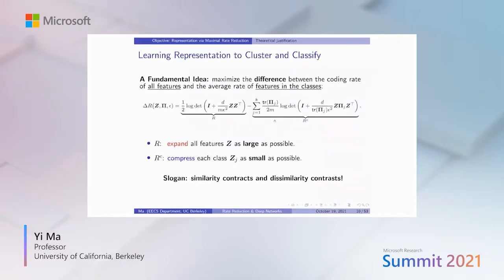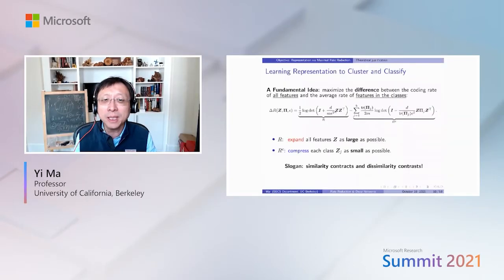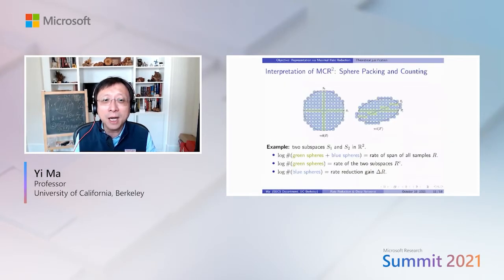Intuitively, this quantity looks a little complicated, but later on we will see that the whole deep network comes from this. There is something very magical about this expression. Although it looks complicated, geometrically it's very intuitive. The first term says, if I consider all the data together, what is the entire space they span? How many epsilon balls can I pack into the sphere?